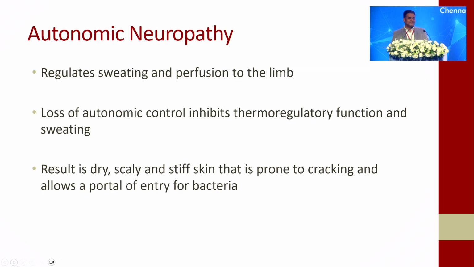The third one is autonomic neuropathy. It regulates the sweating and perfusion of the limb. So loss of autonomic control inhibits the thermoregulatory function and sweating, and results in very dry, scaly and stiff skin. Many people complain in our day-to-day OP that they lose hair in the lower limbs, followed by loss of sweating and dry skin, and scales that develop cracks. These cracks increase the entry of bacteria, which leads to infections.